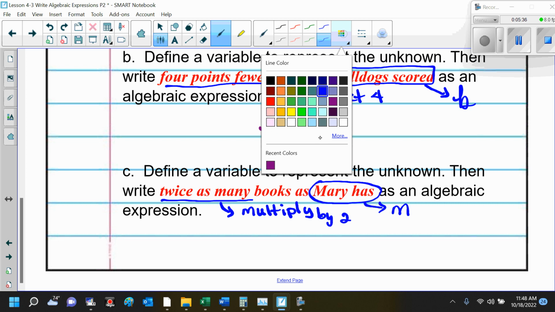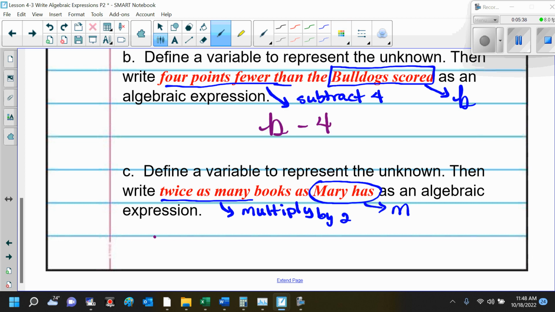2 times M. Very good. So you can write 2 times M, right? Now, in algebra, remember the coefficient is the number in front of the variable. And when we write it without that multiplication symbol, we can leave this out. So here we write 2M. Is everybody clear with that? So either way is fine. This one is better.